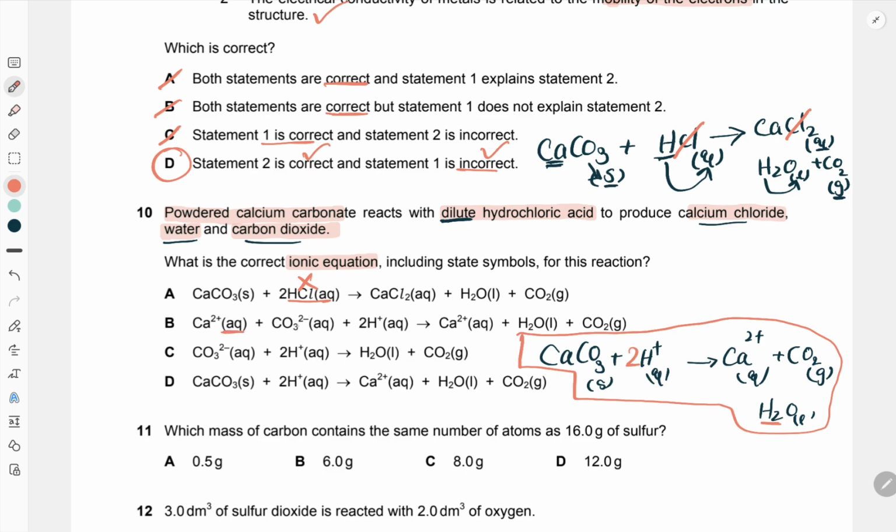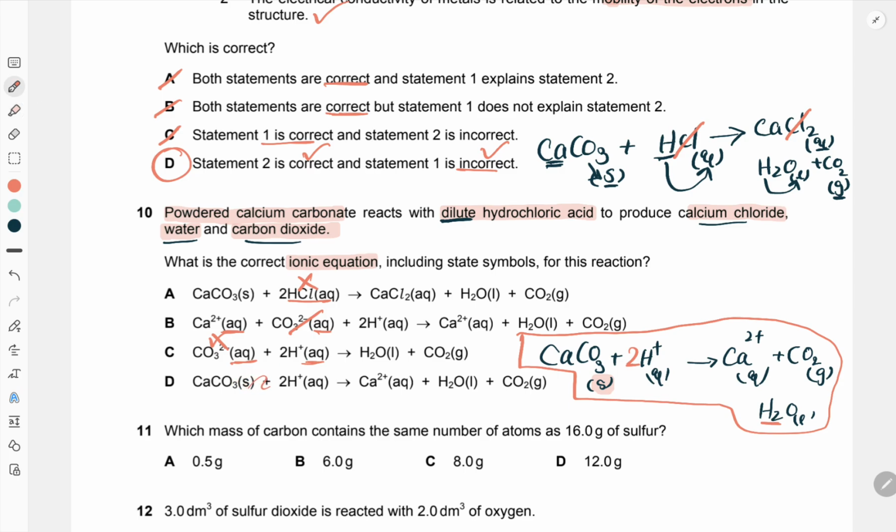This calcium aqueous, carbonate aqueous, it is not aqueous before reaction, so this is incorrect. And this particular hydrogen ion, they are aqueous, carbonate aqueous, incorrect, because you can see that calcium carbonate is solid before the reaction, so all A, B, C are incorrect.